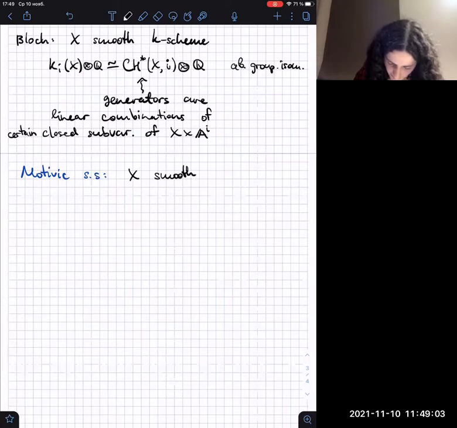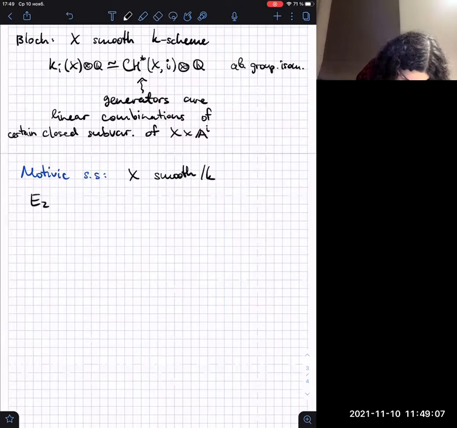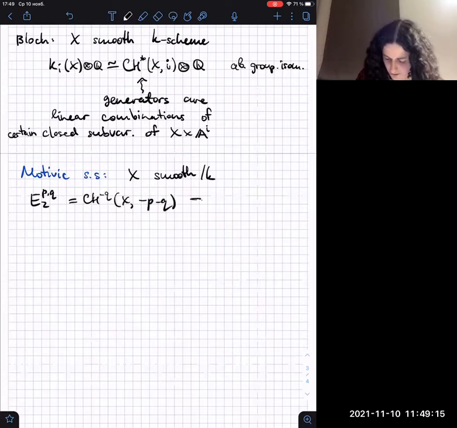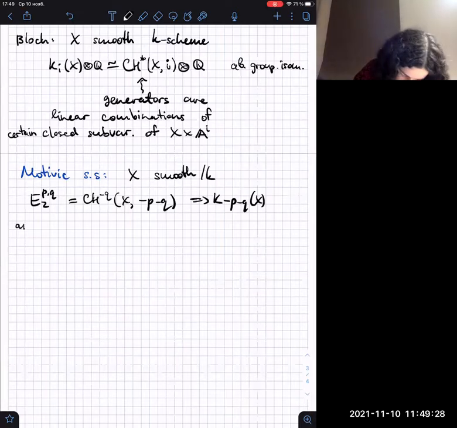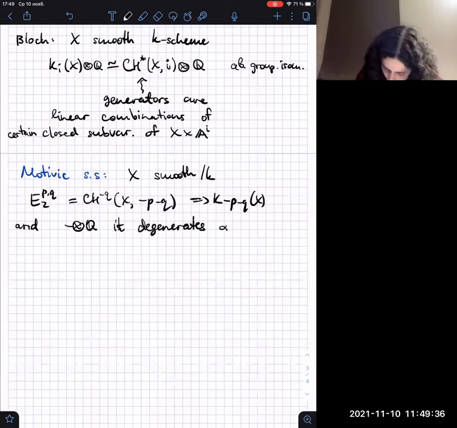Basically, if X is a smooth scheme over K, then we have a spectral sequence given by these higher Chow groups, which converges to algebraic K theory. And rationally, it degenerates on the second page, so it just becomes a direct sum. The indices are maybe slightly scary, but please check that if this is zero, this is also zero. So we get that Chow groups, rationally, converge to K theory, in the sense that rationally this will be just K zero, the sum of this.